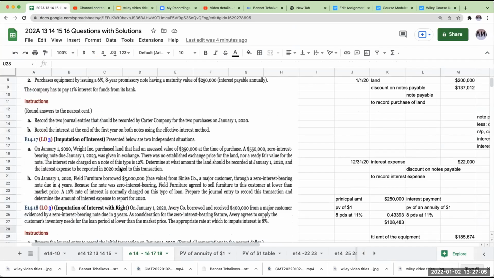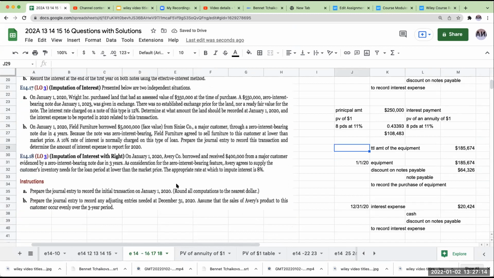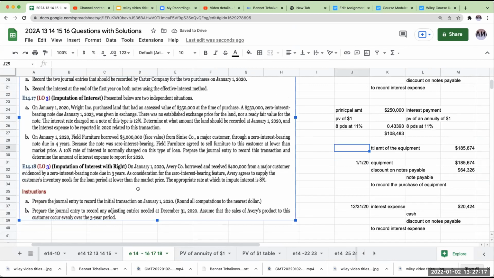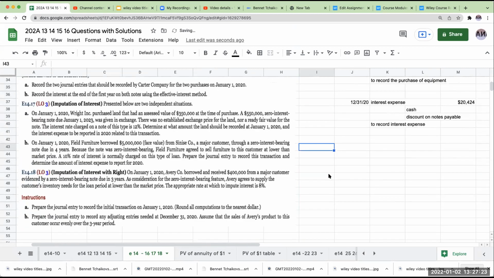Okay, so right over here, take one of exercise 14-17. We purchase land that had an assessed value at the time of purchase of $500,000. A $550,000 zero interest-bearing note due January 1st, 2023 was given in exchange. There was no established exchange price for the land, and that's kind of important, nor a readily determinable fair value for the note. The interest rate charged on a note of this type is 12%. Determine at what amount the land should be recorded at January 1st, 2020, and the interest expense to be recorded in 2020 related to this transaction.